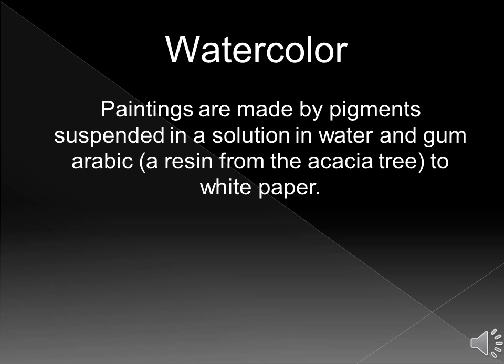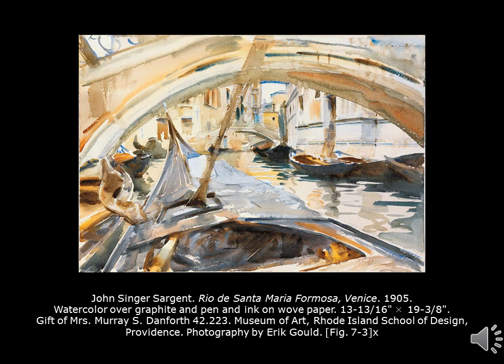The first type of painting we'll be discussing is watercolor. Watercolor paintings are made by pigments suspended in a solution of water and gum arabic, which is a resin from the acacia tree, applied to white paper. Usually this paper has some type of texture to it to help with the absorbency of the water. Watercolor is basically a staining technique.